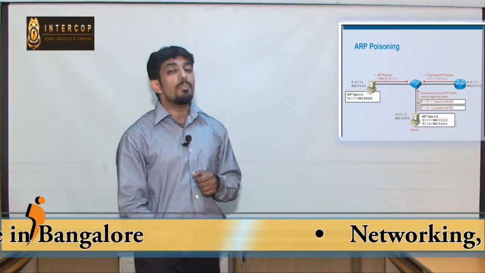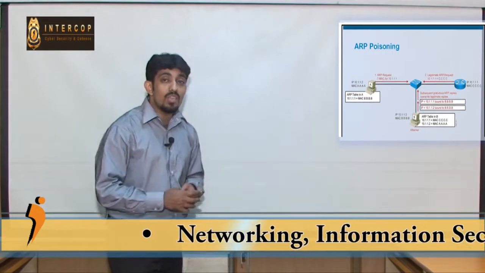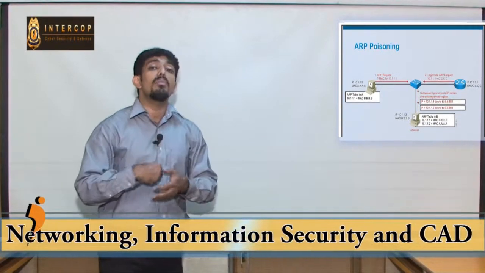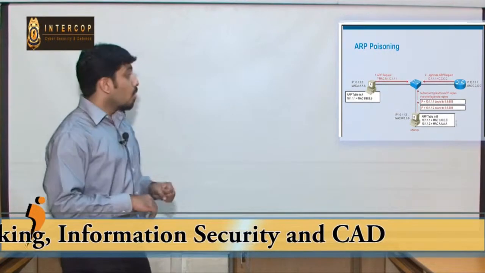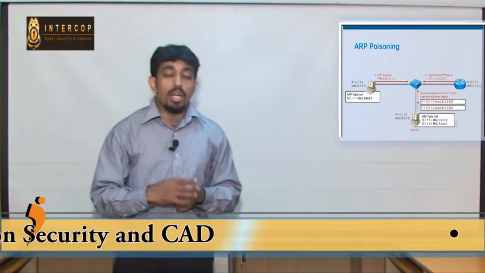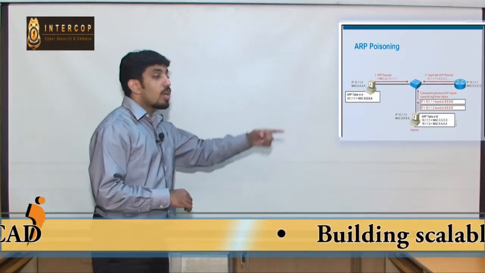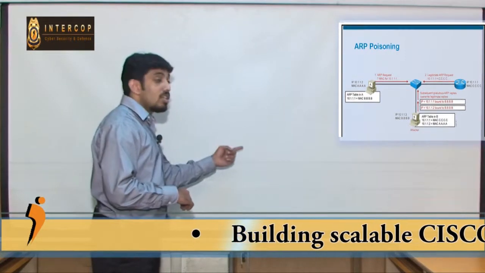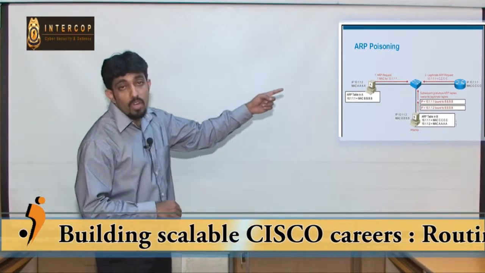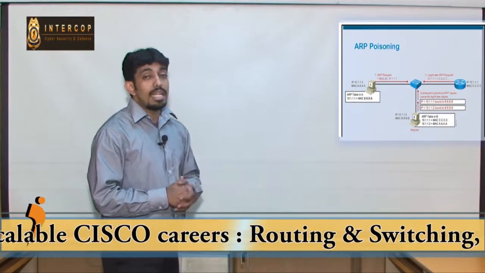So he will keep on sending gratuitous ARP towards my PC. So my PC will receive it and understand that the attacker's MAC address has now become my default gateway's. So now in my ARP table, my ARP cache, my entry for 10.1.1.10 will be marked with the attacker's MAC address. So the IP will be the default gateway's IP address, but the MAC address would be the attacker's MAC address.